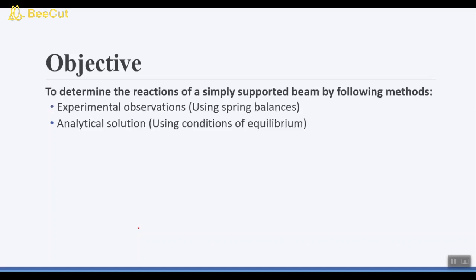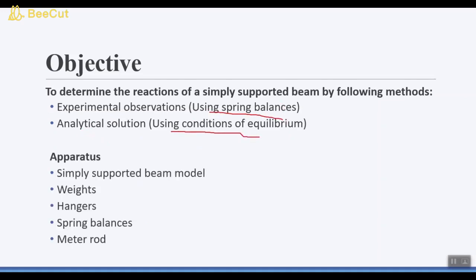So what is the objective of our experiment? We have to determine the reaction of a simply supported beam experimentally using spring balances. Then we have to compare those results with the analytical solution, which is determined using the conditions of equilibrium. The apparatus consists of a simply supported beam model. We require weights, a hanger, spring balances and a meter rod to take measurements.